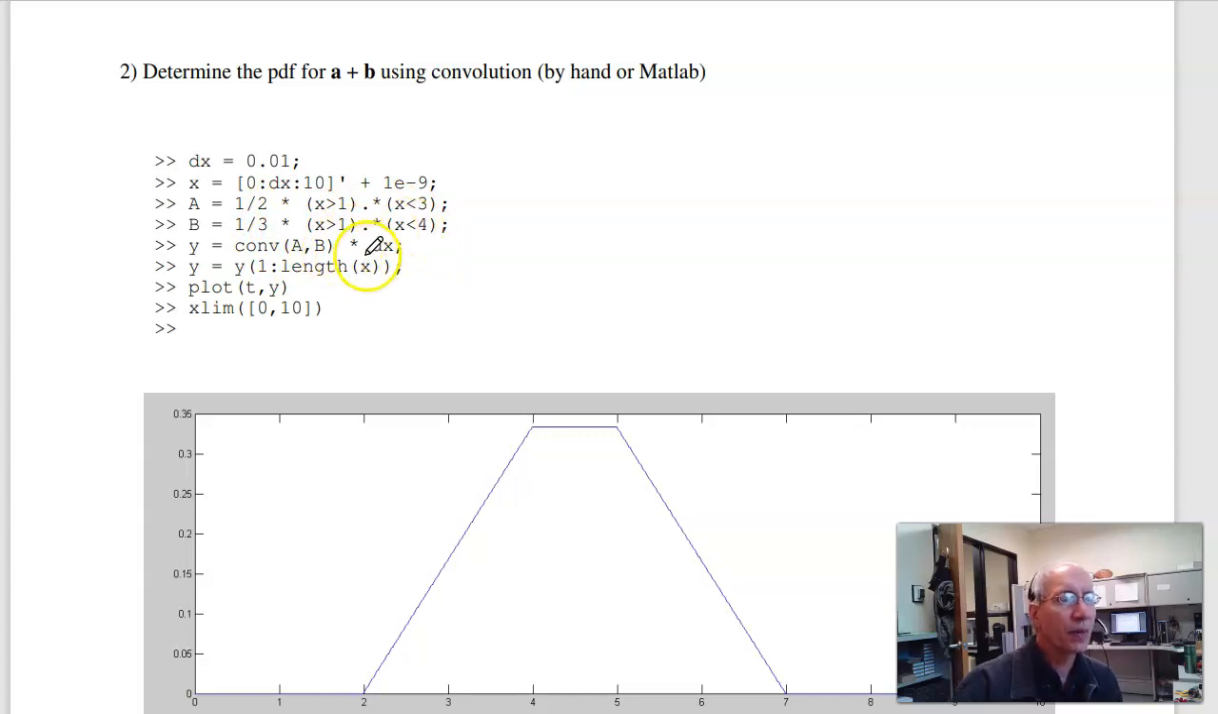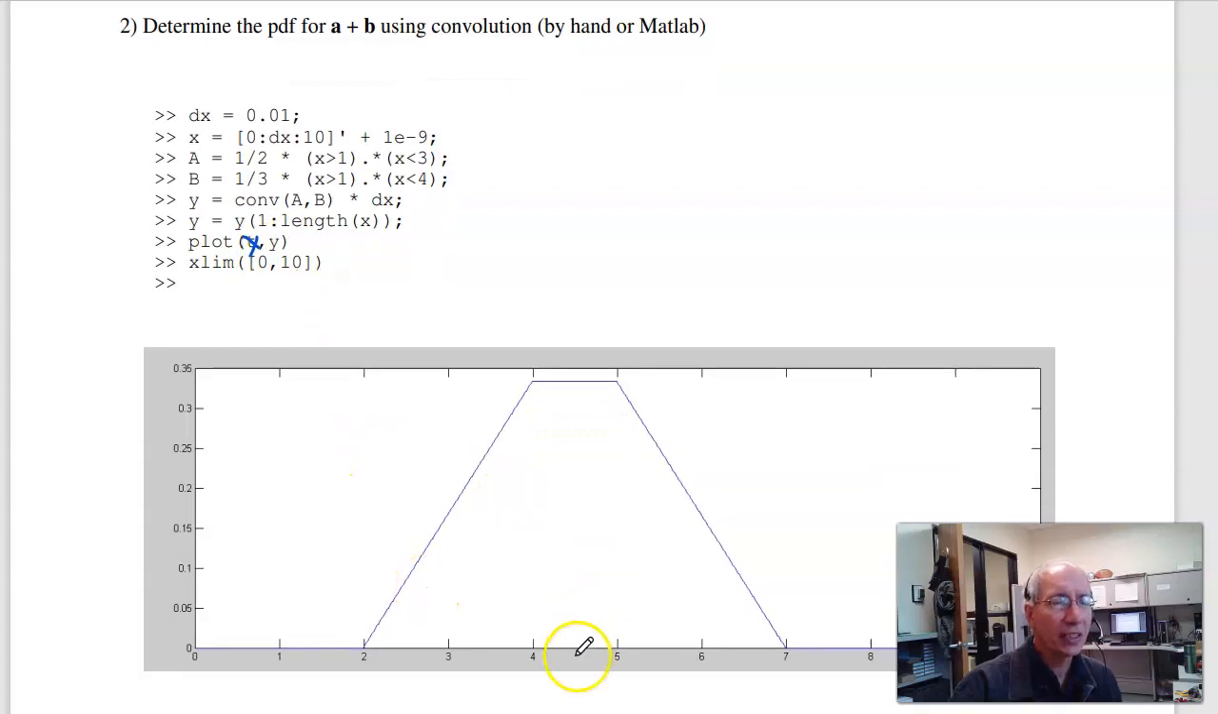Convolve A and B. Since this is continuous time I'm integrating, when I do that, MATLAB multiplies and sums. I need to multiply by dx. That's your integration step size. When I do that, the lengths will add, just truncating y to the same dimension as x, so I can plot x versus y. Plot x versus y, I get this. So here's x, and there's y. There's the PDF. Which matches up with problem 1.